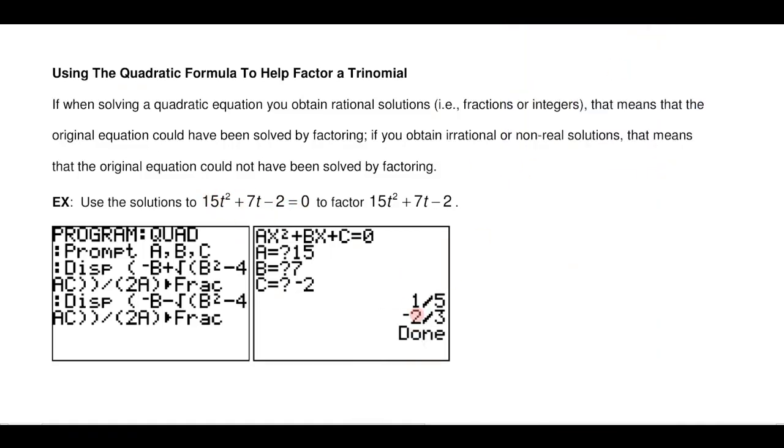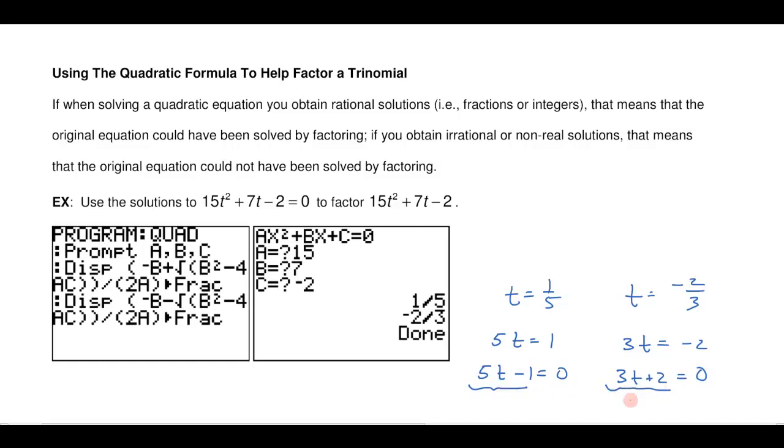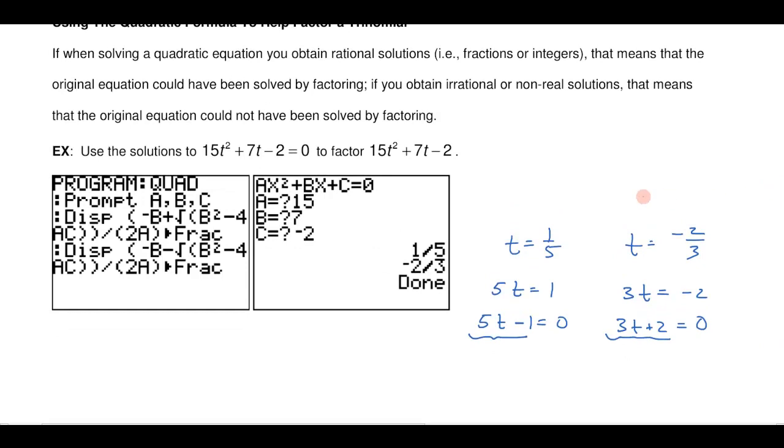And what I can do, if I know the solutions, if I know that t equals 1/5 and t equals negative 2/3, if those are solutions to this equation, then I could work backwards. I could, for example, multiply both sides of this equation by 5 and both sides of this equation by 3, and then bring the 1 over on this side and bring the negative 2 over on this side as well. And it turns out then that these expressions right there are going to be factors that are going to factor this right here.